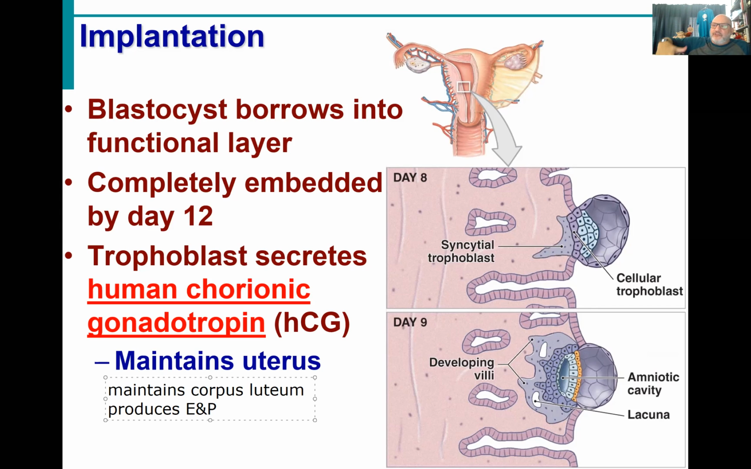Luteinizing hormone levels still drop, and normally that would cause the corpus luteum to shrink. But instead, human chorionic gonadotropin maintains the corpus luteum. So even though luteinizing hormone levels drop, human chorionic gonadotropin maintains the corpus luteum. So the corpus luteum doesn't have to rely on luteinizing hormone anymore. Instead, the human chorionic gonadotropin maintains it.